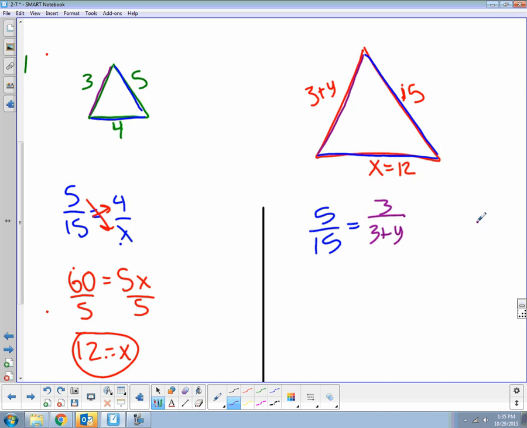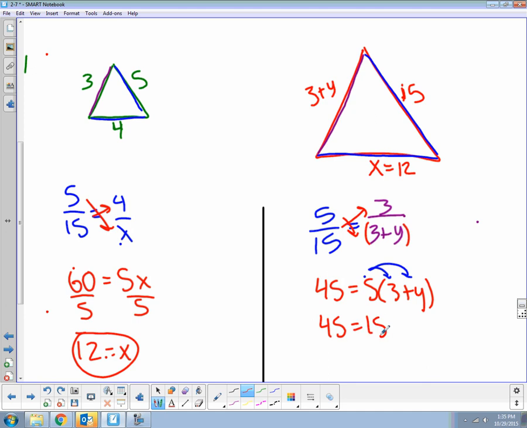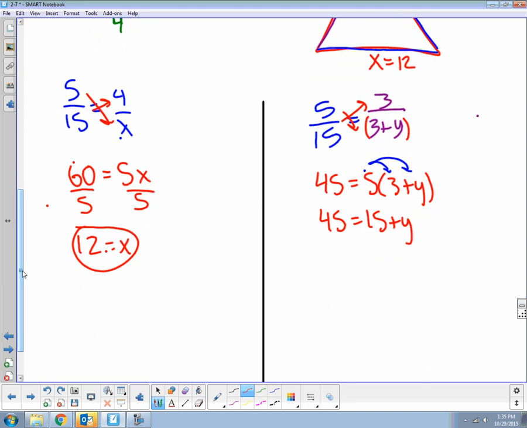And we practiced with this. The 3 plus y is in parentheses, don't forget. So when I cross multiply, 3 times 15 is 45. 5 times 3 plus y. I can't forget to distribute through those parentheses. And I'm going to end up then with 45 equals 15 plus y. Oops, sorry. See, now I forgot to distribute. 15 plus 5y.